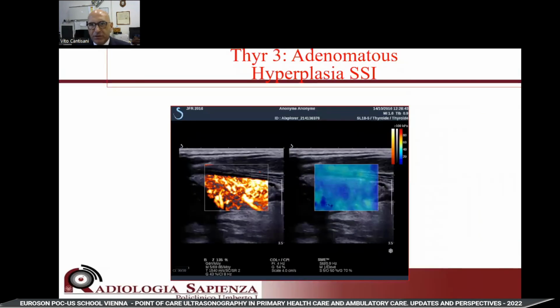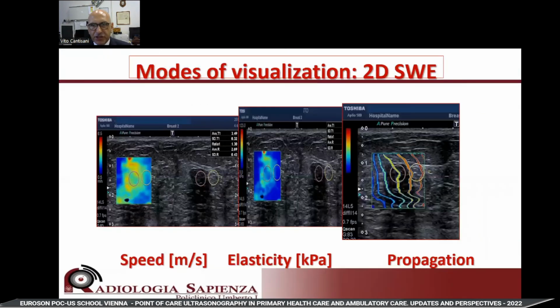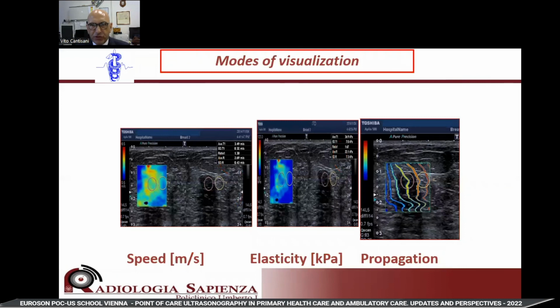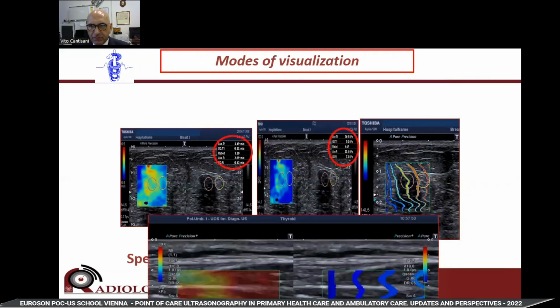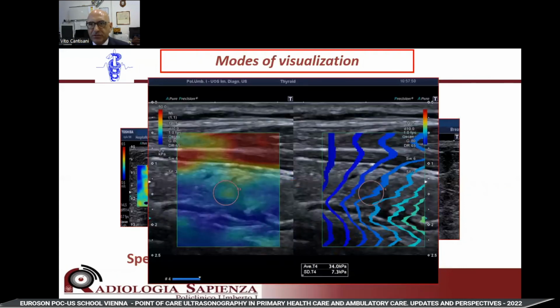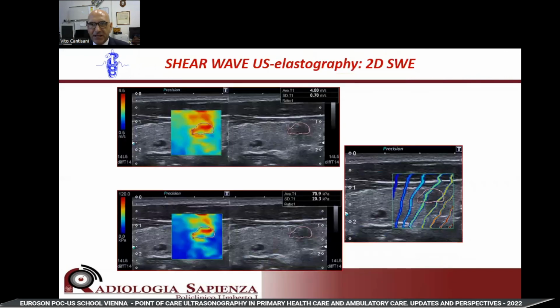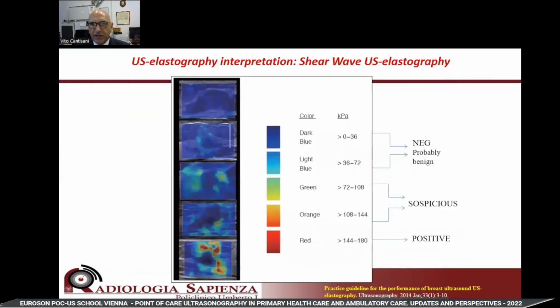Another example from our previous examinations, and again, a different way of visualizing 2D shear wave, providing information expressed in kilopascal or meters per second. And you have to check quality control, you have to check the values and provide your results.